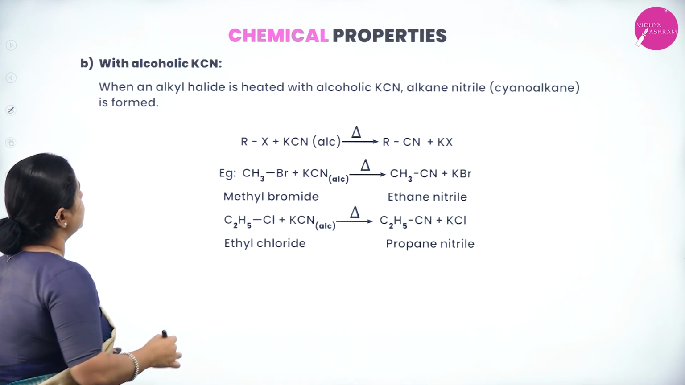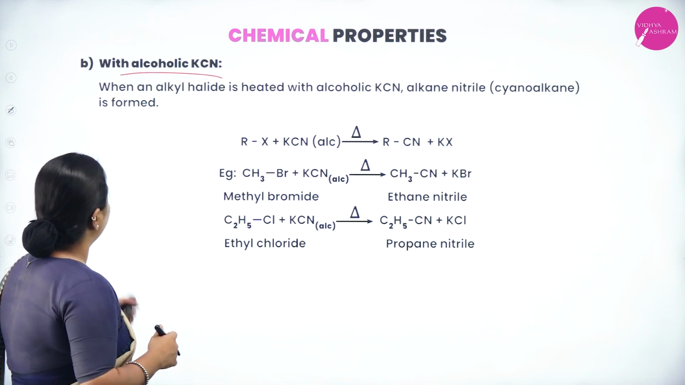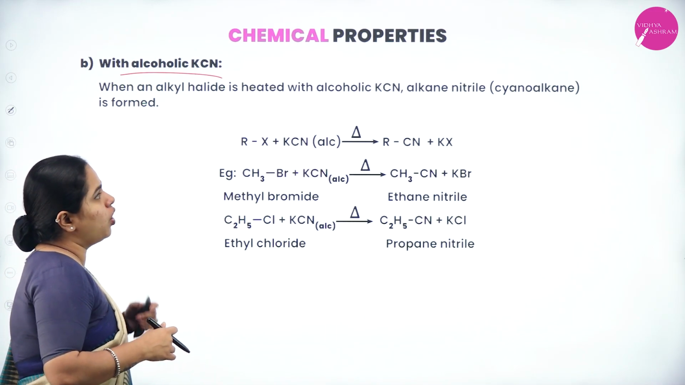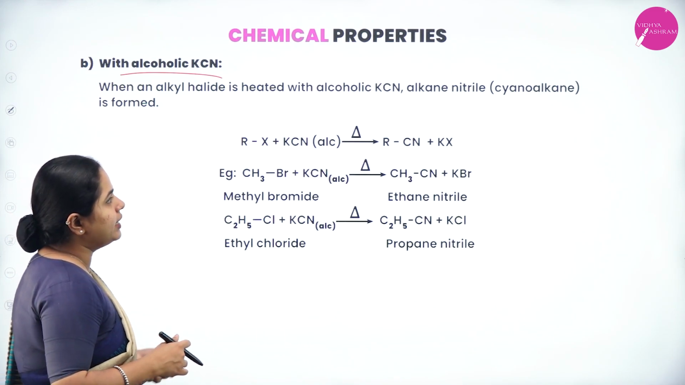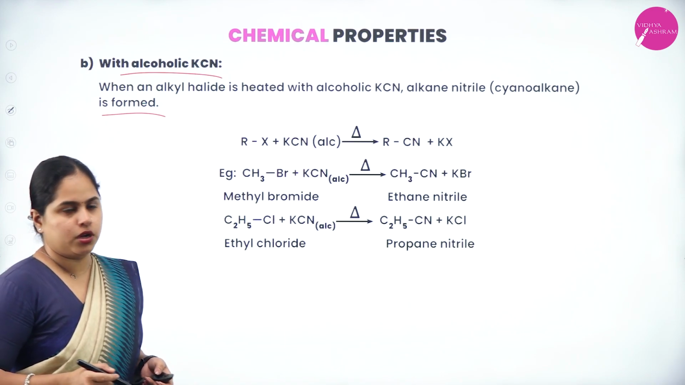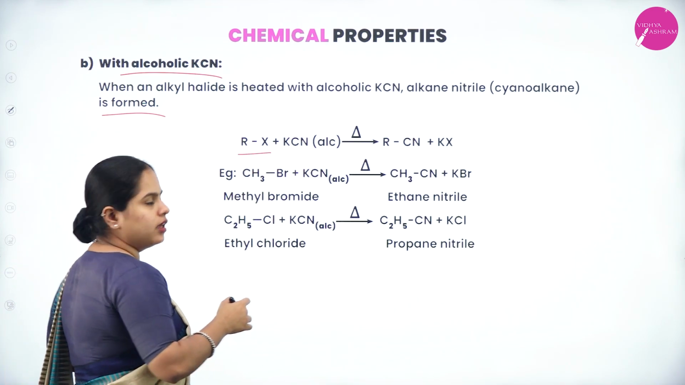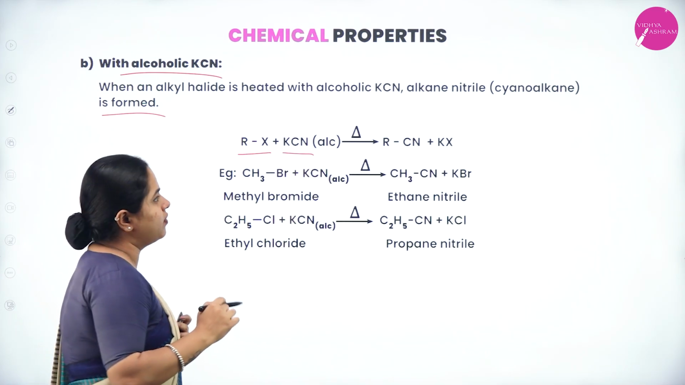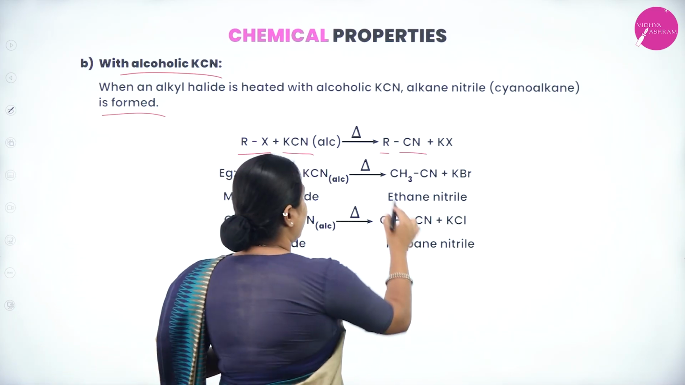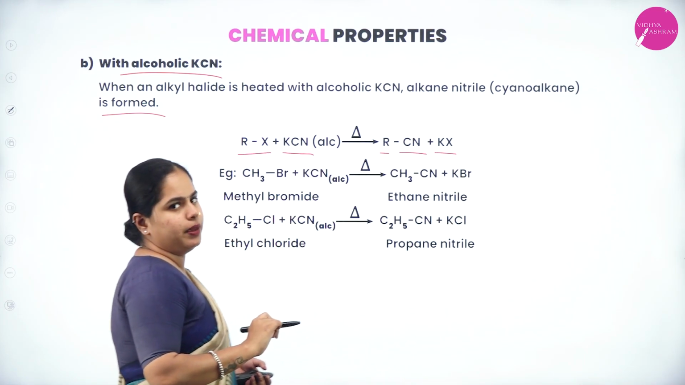Now the second one is with alcoholic KCN, that is potassium cyanide. When an alkyl halide is heated with alcoholic KCN, alkane nitrile, that is cyanoalkane, is formed. The general representation: alkyl halide reacts with alcoholic KCN and when heated, we get RCN and KX, that is cyanoalkane.